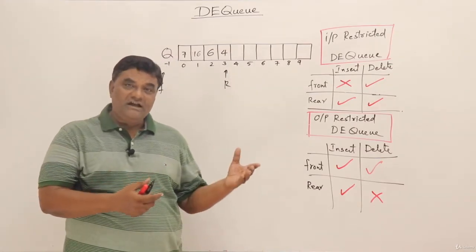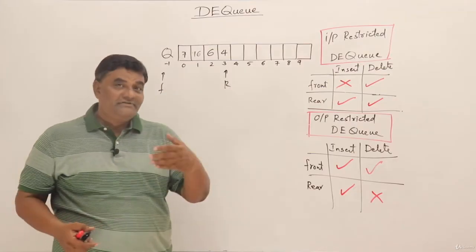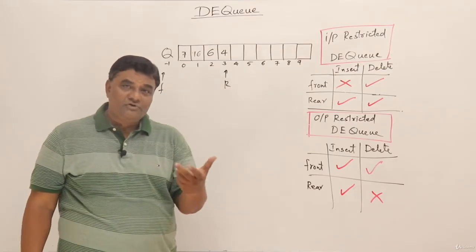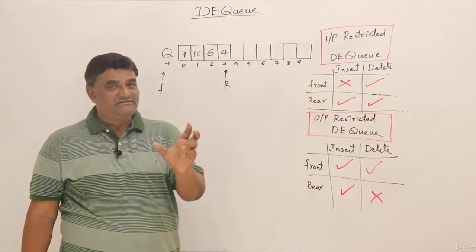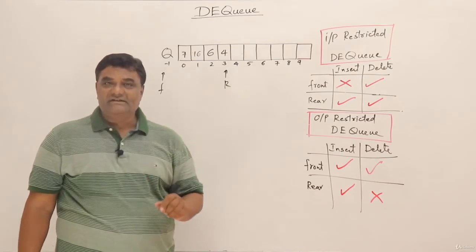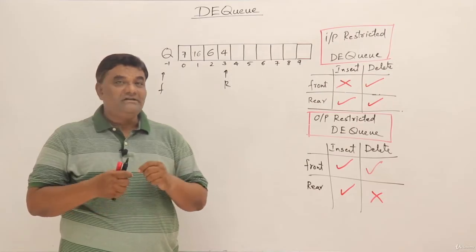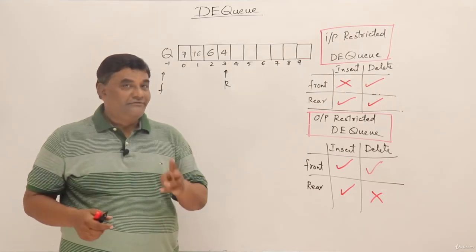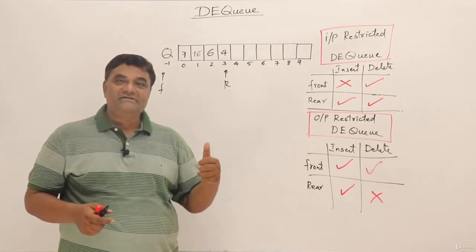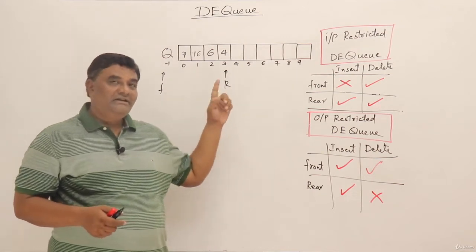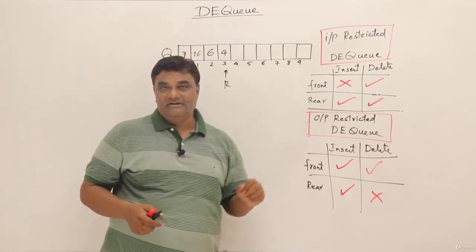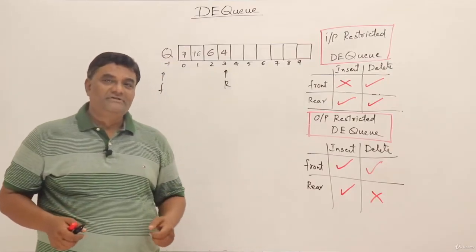Now writing the program using array as well as linked list. I don't have to show how it works on linked list. You can understand that. So it's a student exercise to write a program for implementing double-ended queue. Four operations you have to write: insert from front and delete from front, insert from rear and delete from rear. So implement this one.